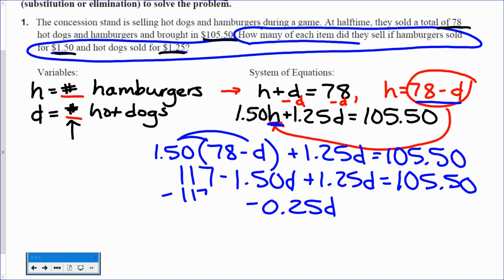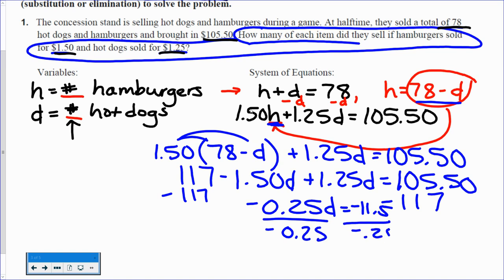And then I'll go ahead and subtract 117 from the other side. So then that would be equal to negative 11.5. And I can divide both sides by negative 0.25. So then I'll find the amount of hot dogs to be 46.